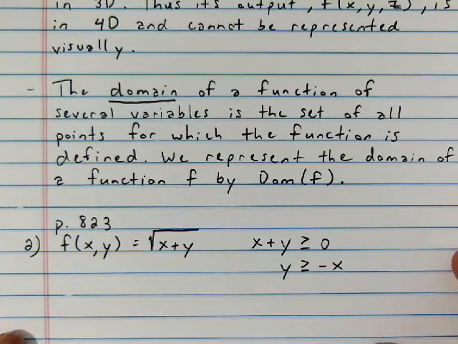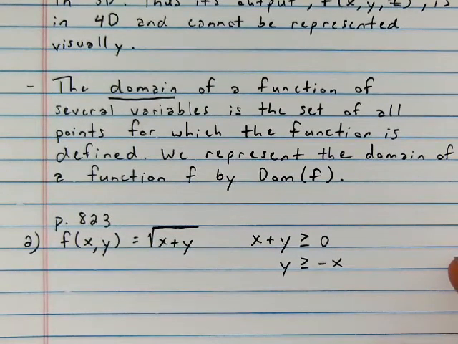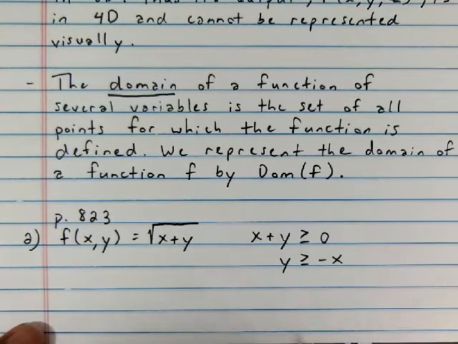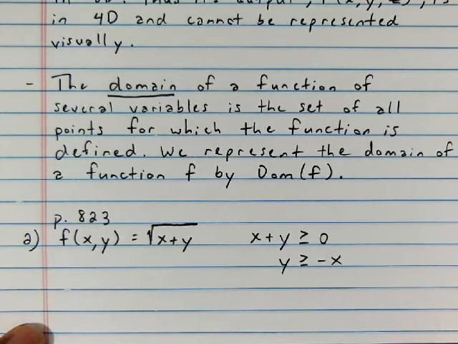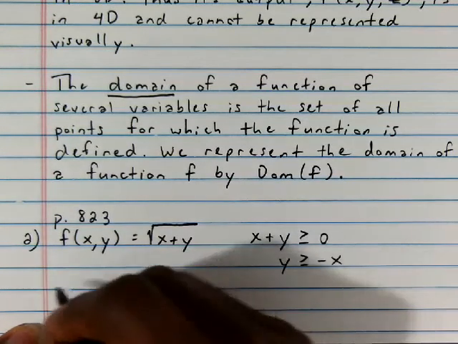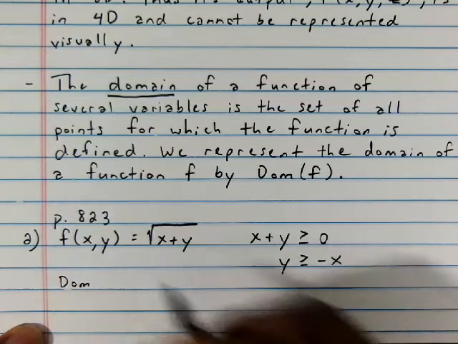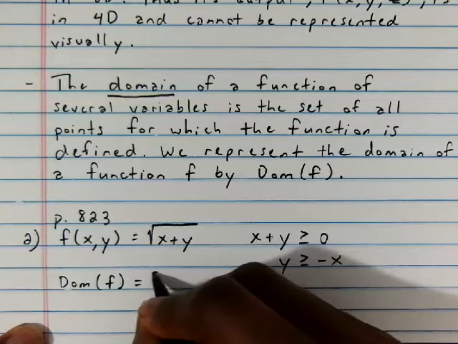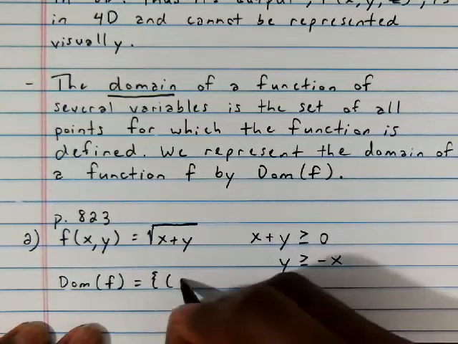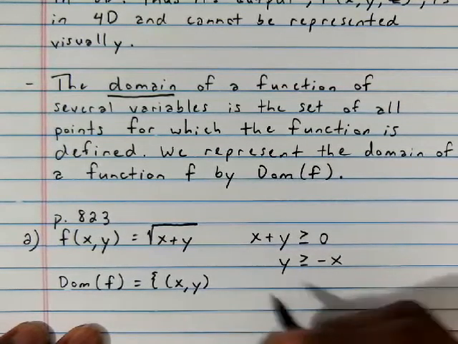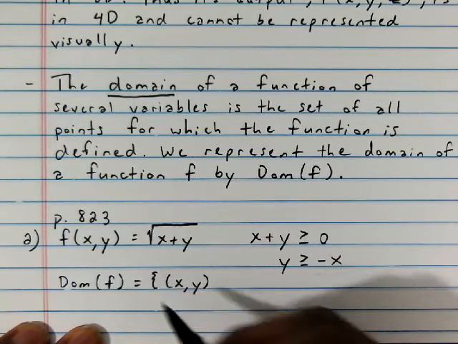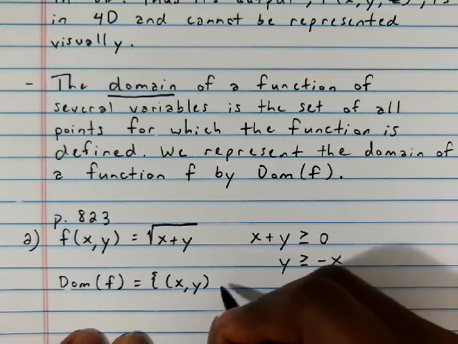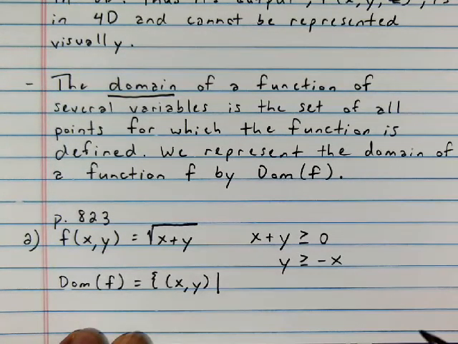Now, you're going to see this notation quite regularly, so I'm going to introduce it early on. In previous courses, we could write our domain in terms of an interval, but we can't do that in here. You may have seen this in some other courses. Domain of f equals the set of points x, y, such that. The curly bracket, then a vertical line means such that.